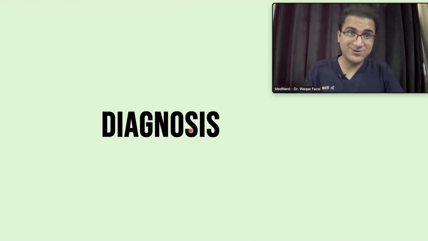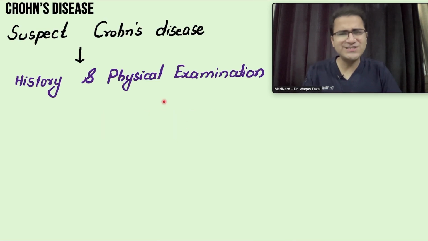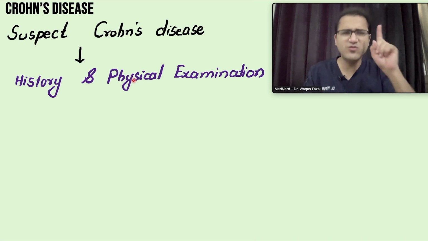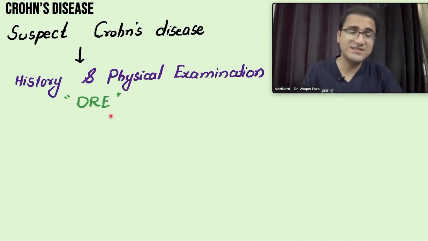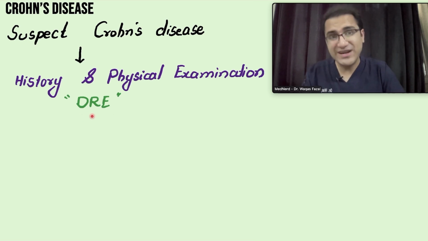Now coming to the diagnosis of Crohn's disease. In the diagnosis of Crohn's disease, it's very important that you take a proper history from the patient. You do a physical exam, and the very important point that you have to do is perform a digital rectal exam in these patients. DRE is very important in these patients to look for rectal involvement.